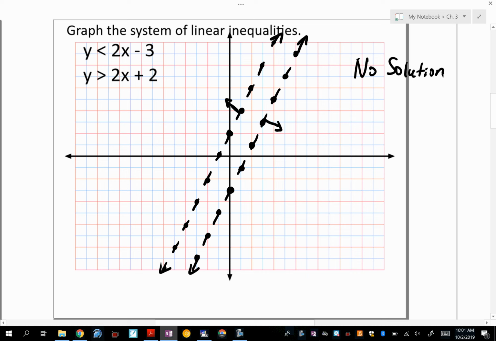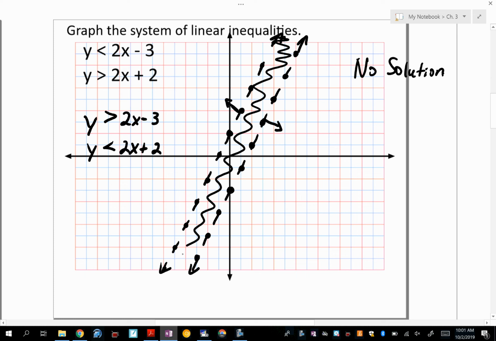Now, I want to be very clear here. It didn't have a solution because the shaded areas didn't overlap, not because they were parallel. I want to show you what would have happened if I had changed the inequality signs. What if I had said y is greater than 2x minus 3 and y is less than 2x plus 2? Then, for this first line, I would have shaded above, and for the second line, I would have shaded below. So everything in the middle would have been the solution.